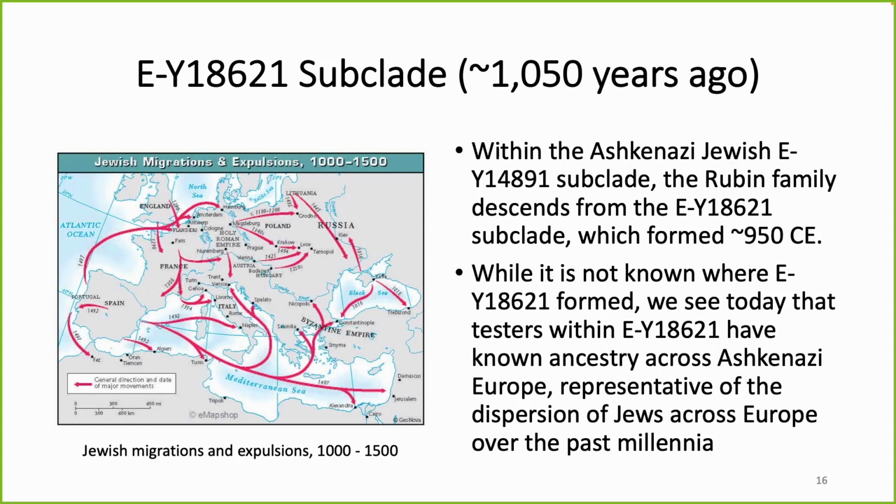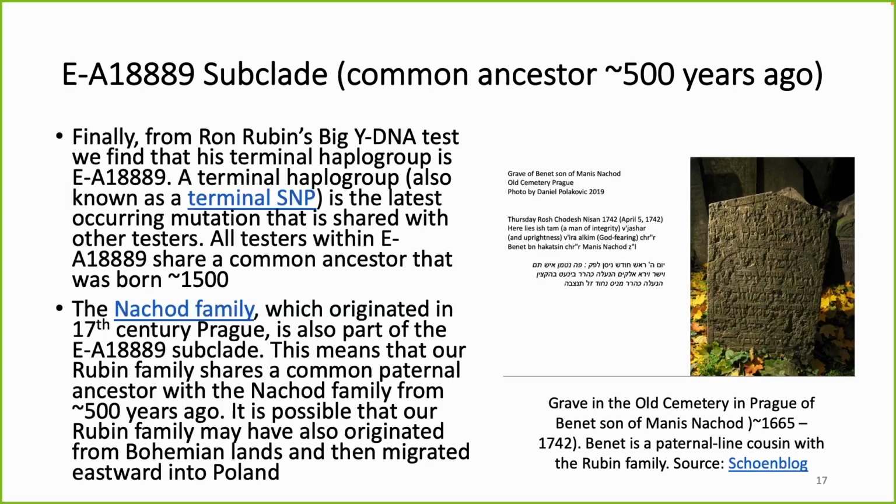And so we descend from a smaller branch called EY 18621, formed around 150 years later in 950 CE. And what we can say about it is that they're found all over Ashkenazi Europe. So I just show here a little map showing all the different Jewish migrations and expulsions. We find representatives from EY 18621 from all the way in Western Europe all the way into Eastern Europe. There is no defining characteristic. They're found all over Ashkenazi Europe. It makes it hard to tell exactly how the migration paths occurred. But that is sometimes something that you see in these Y-DNA lines of Jews.